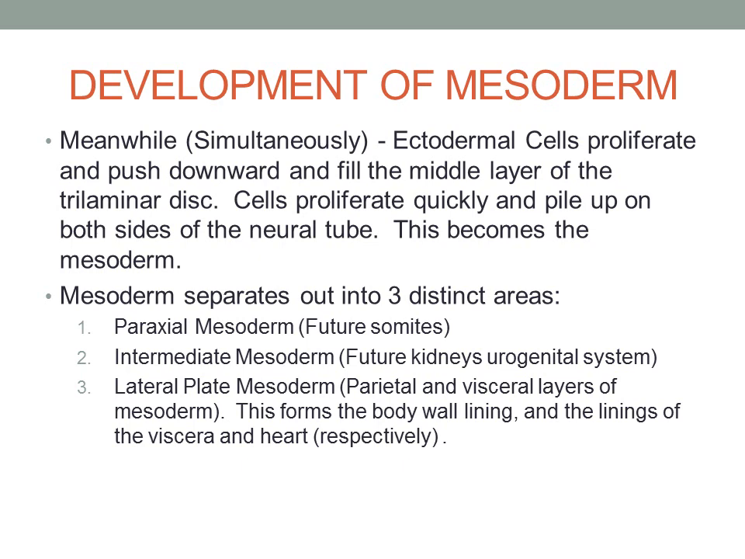And then most laterally, meaning lateral from the neural tube, we have the lateral plate mesoderm, also known as the parietal and visceral layers of mesoderm. And it's this portion of the mesoderm that gives rise to the linings of the body wall and the linings of the viscera and the heart, meaning that it's the parietal mesoderm that gives the lining of the body wall, and it's the visceral mesoderm that gives the linings of the viscera and the heart.